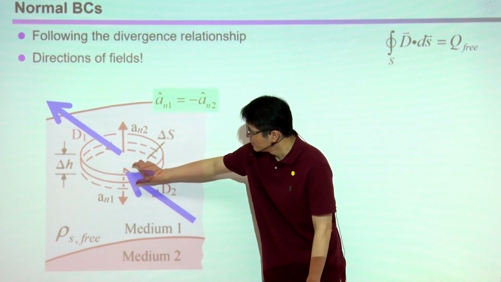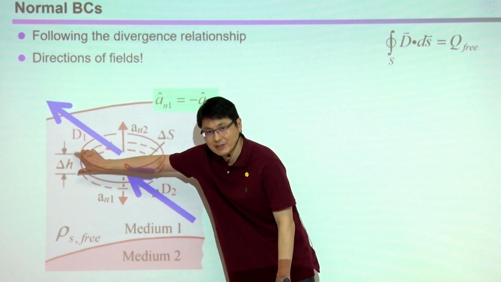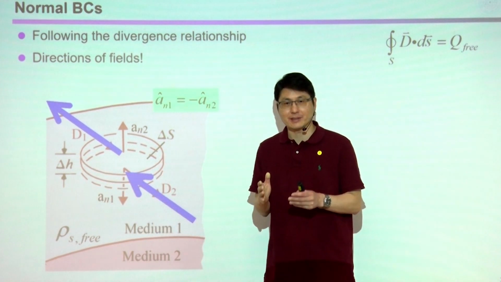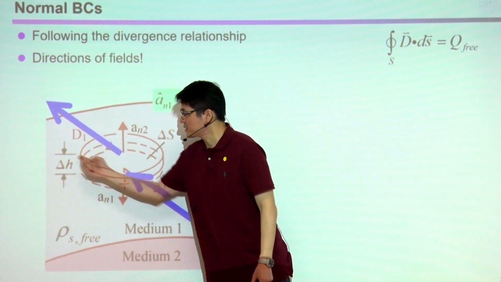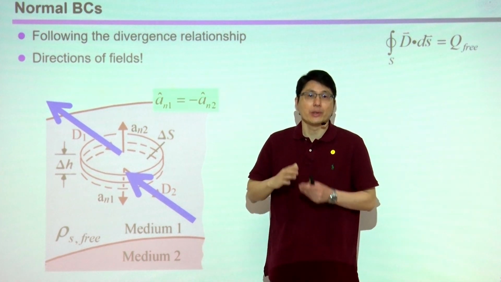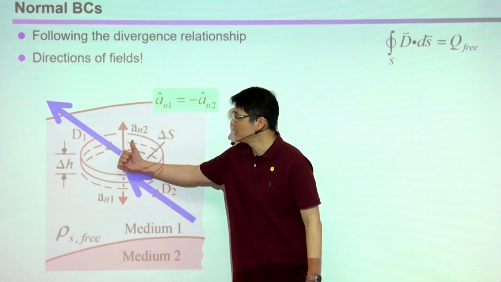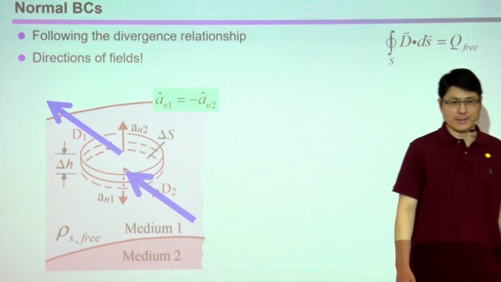So this cylinder with a very short height, again, this short height is very important because you don't want to evaluate the flux along the sides. You only want to evaluate the flux on the top surface and the bottom surface. Okay?